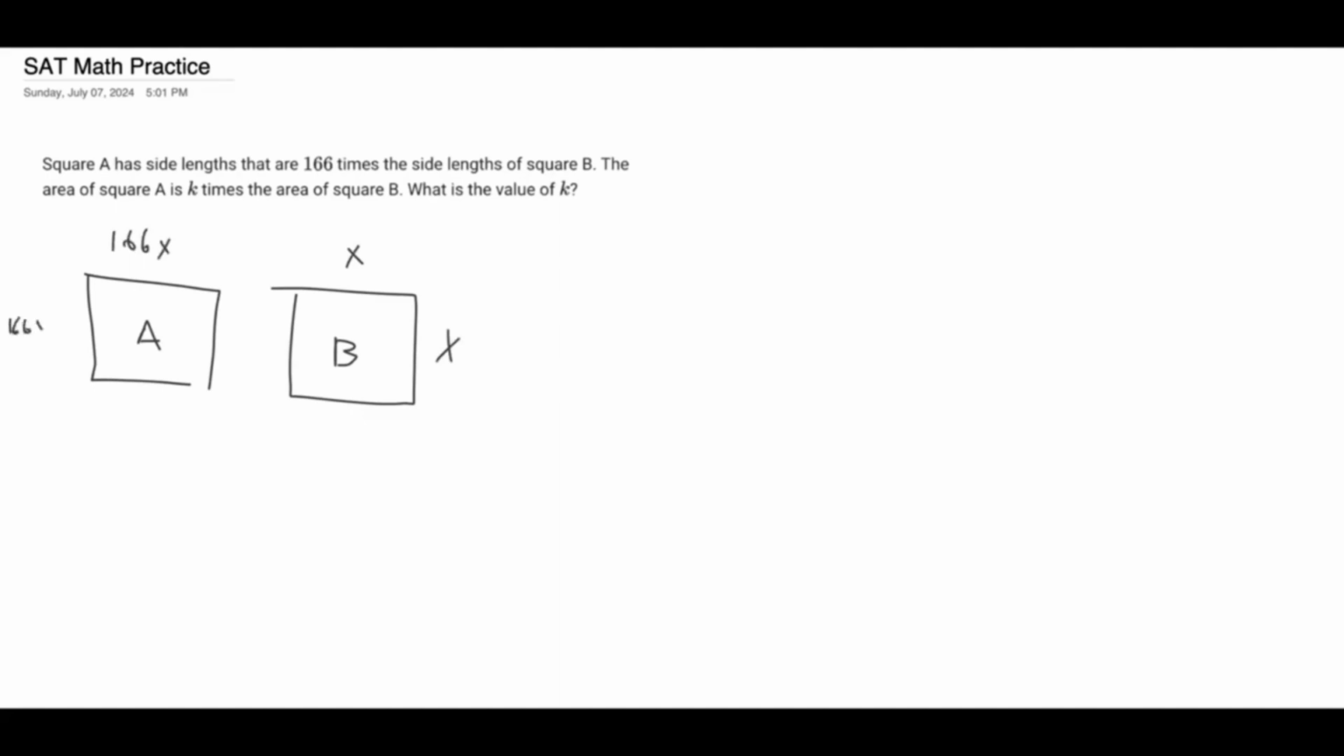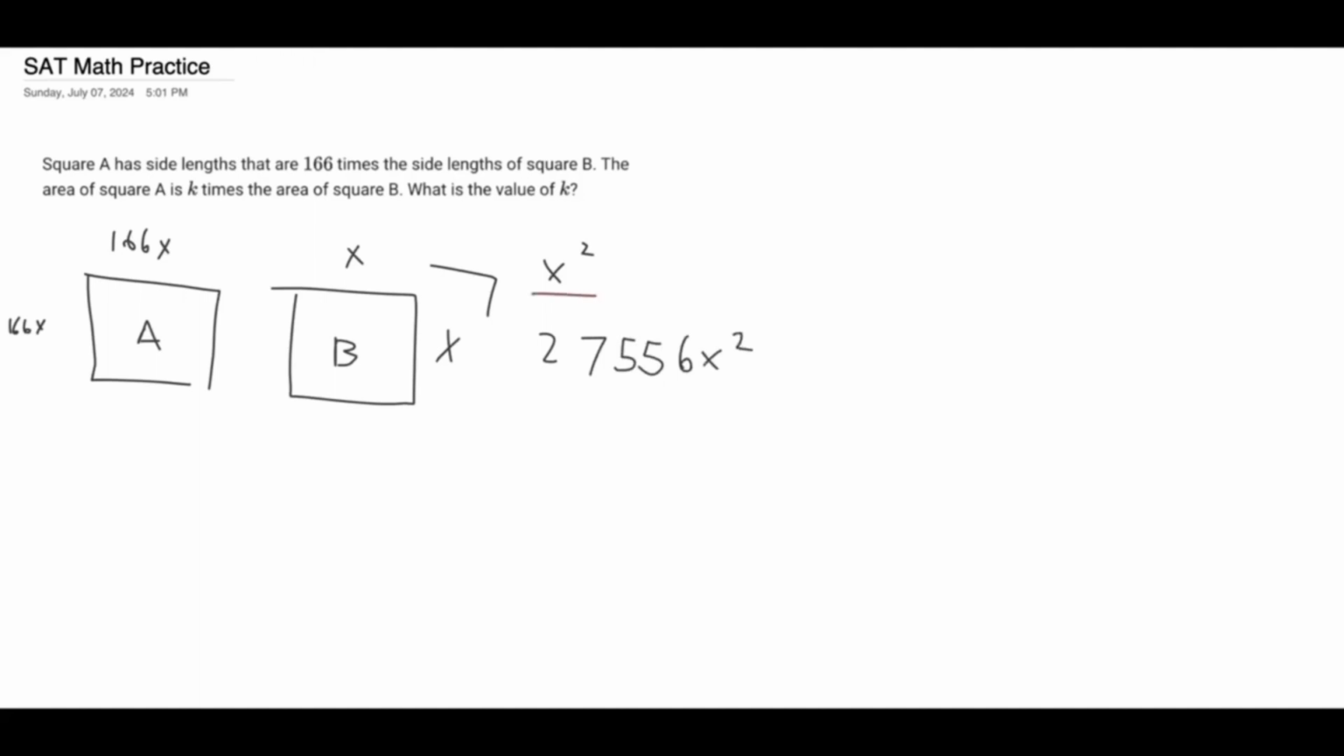And so to find the area of a square, we'll just do length times width. So if we have X times X, that will give us X squared. And then we want to set this in proportion to 166X times 166X. So that's going to give us 27,556X squared.